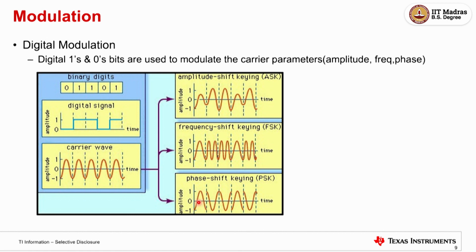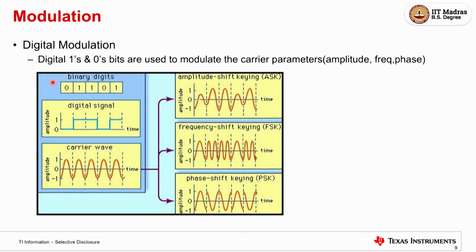Phase, right? Like your frequency is the same, but suddenly I'm jumping the phase. Whenever there is a 0, I jump the phase and start my sine wave differently. If you see, the frequency is the same, but there are sudden jumps. This is called phase shift keying. So that is the difference between AM, FM and this.